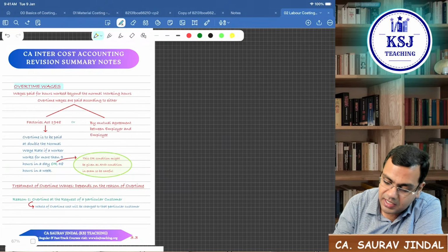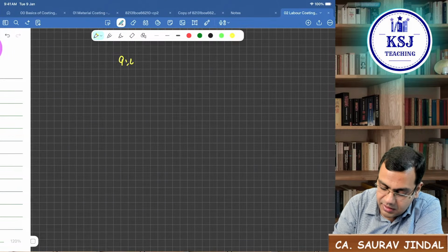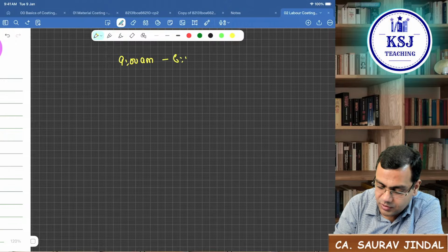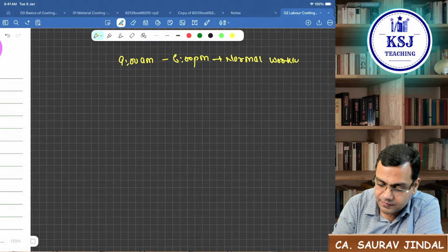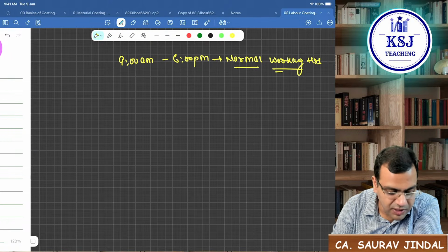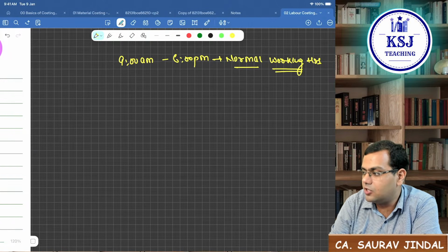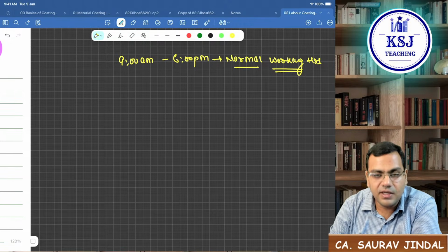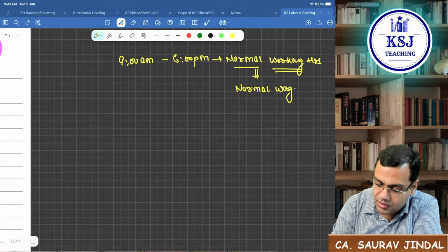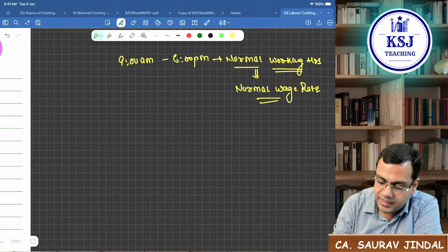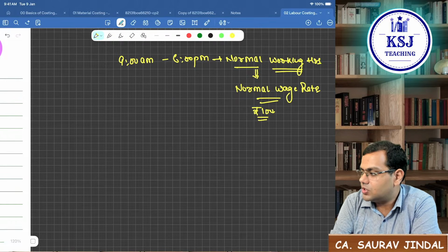Your factory's normal hours are, let's say, 9 a.m. to 6 p.m. This is the normal working hours. And during these normal working hours, whatever rate you are paying to the worker, we call it the normal wage rate. Let's say it is rupees 100.